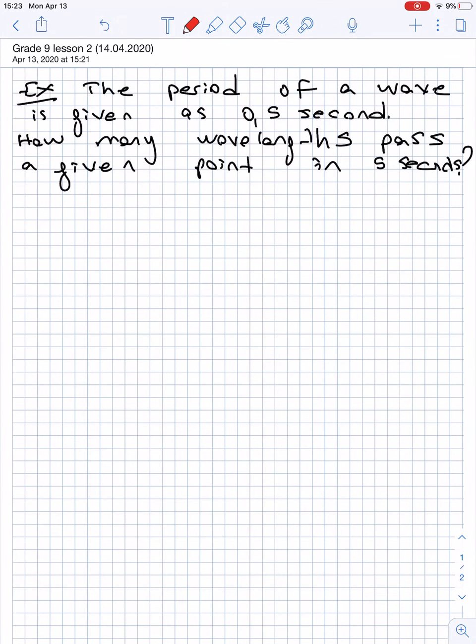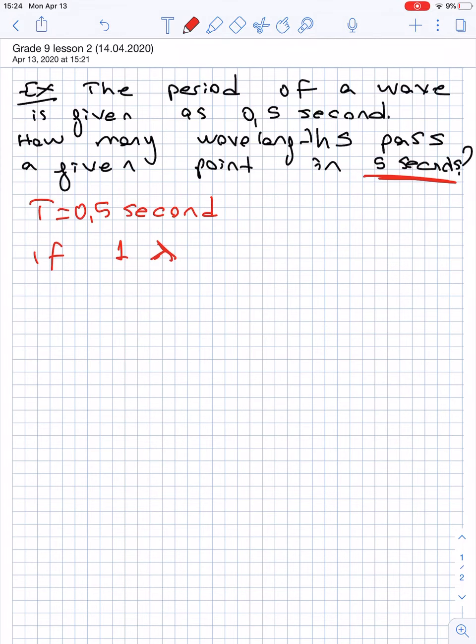Okay, the period of a wave is given. Period is equal to 0.5 second. This is for one wavelength. In 5 seconds, how many wavelengths are passing? Now I will prepare an equation. If one wavelength symbol is like this, lambda.